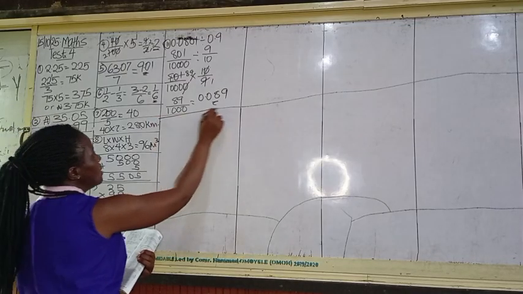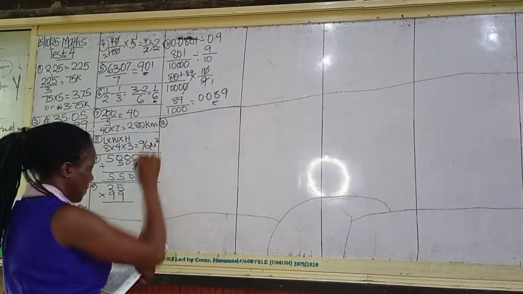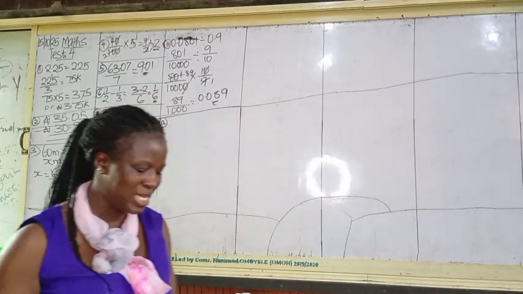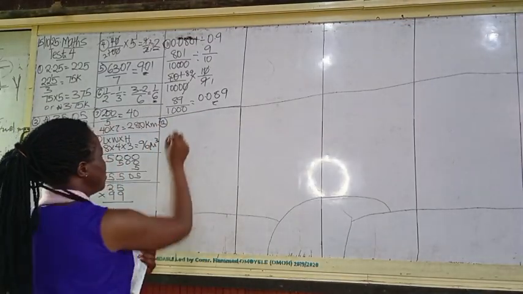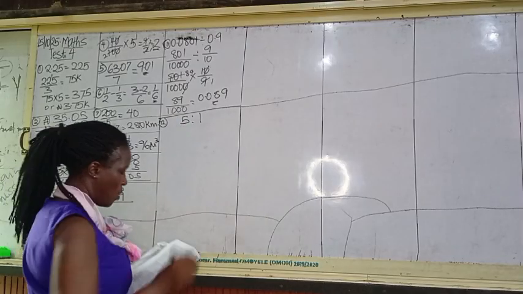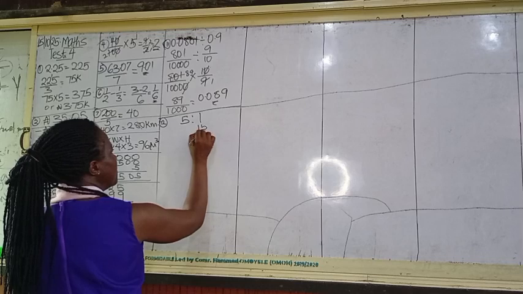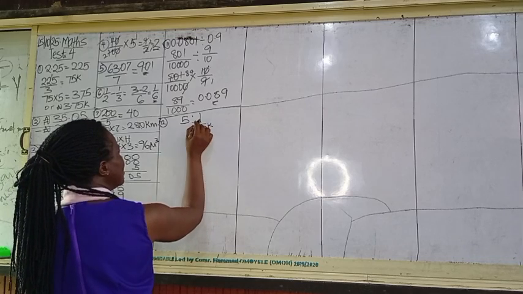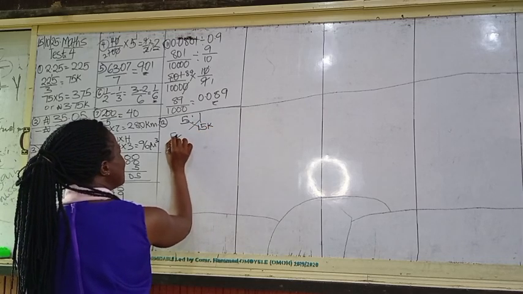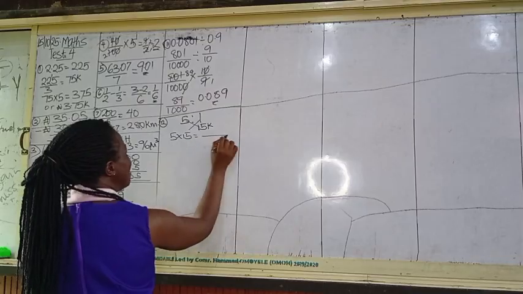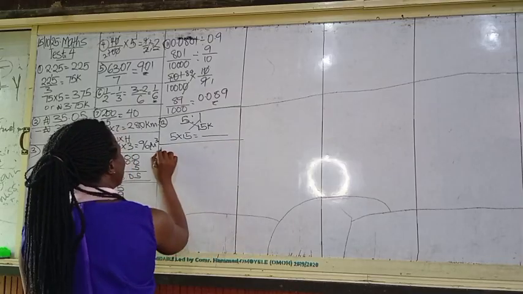Number 12 says two sums of money are in ratio 5:1. If the smaller amount is 15 kobo, so whatever you do to one, you do it to the other. So that will be 5 times 15. And let me have the answer in the comment section.